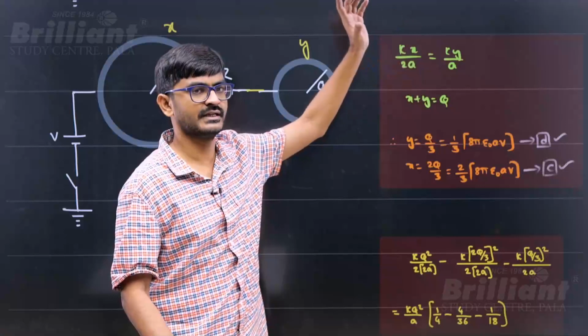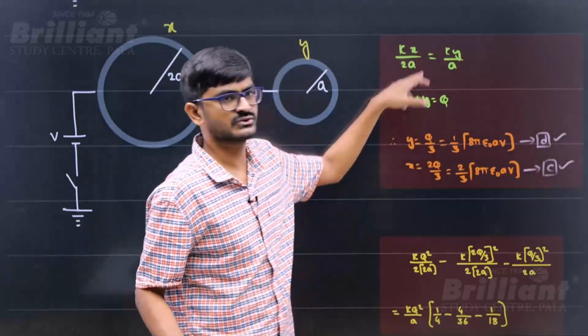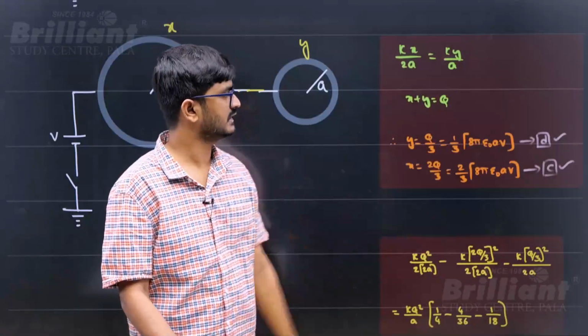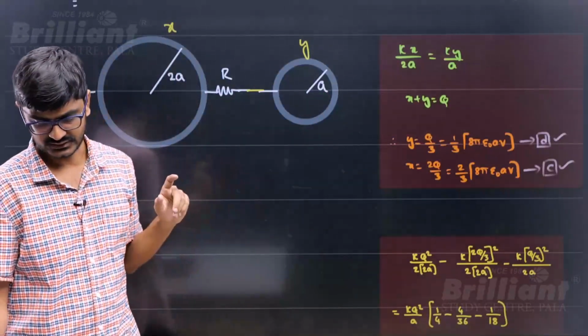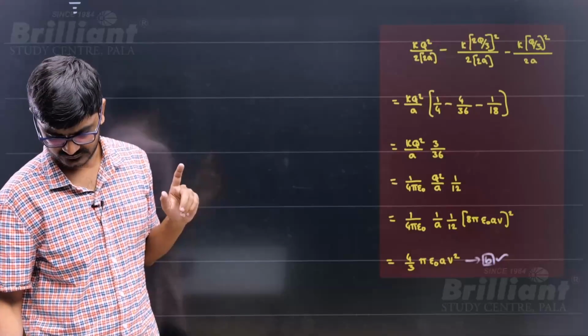Now this is the final situation. So what is the value of Y and X? Two equations, two unknowns, right? So you can solve for them. You can get the X value and Y value, right? So that is the final charge on this sphere and the final charge on this sphere. These are easy questions. What they asked? They asked some other thing.